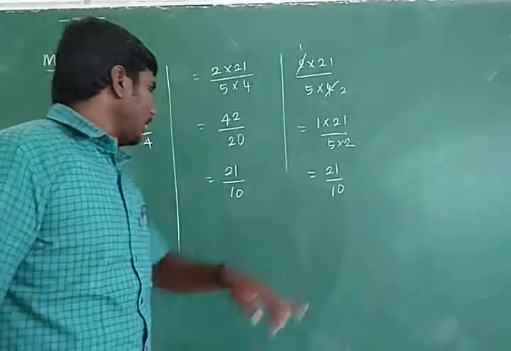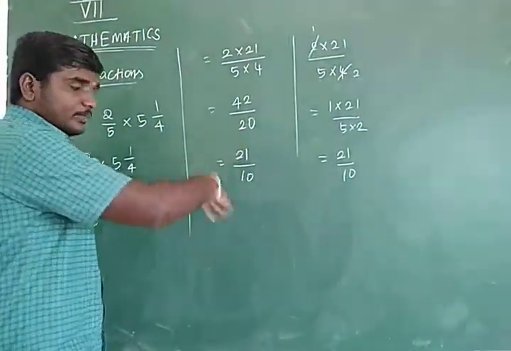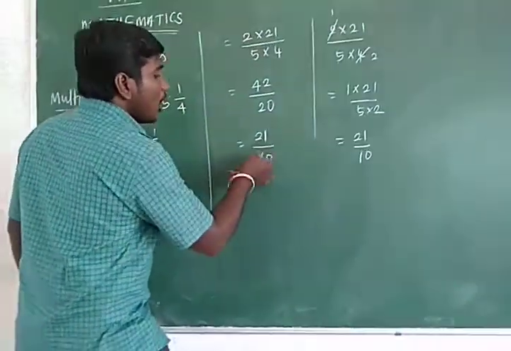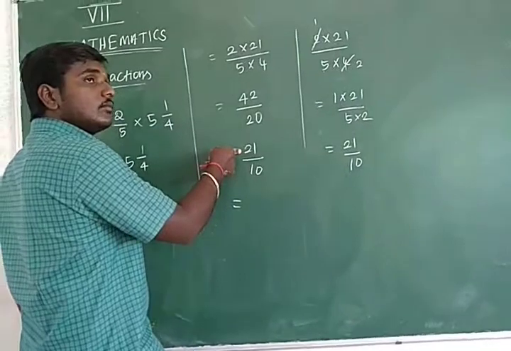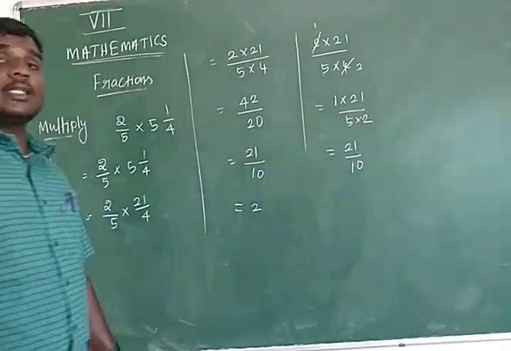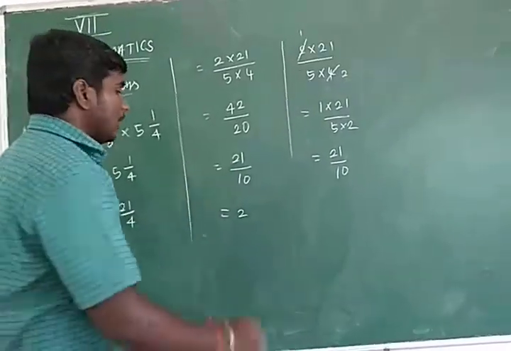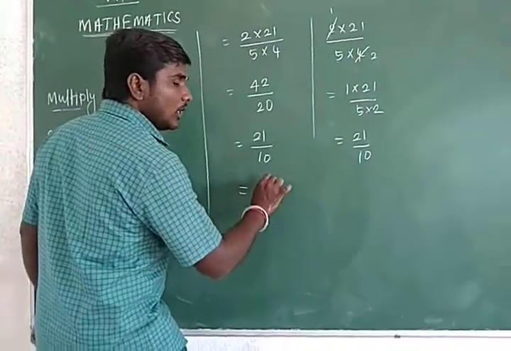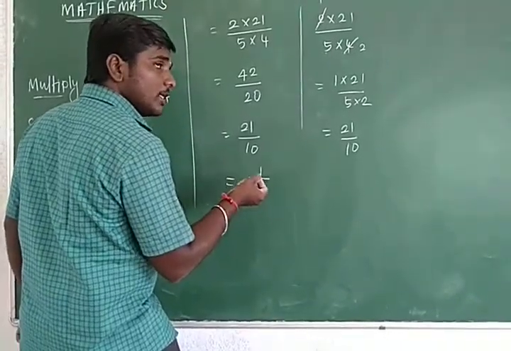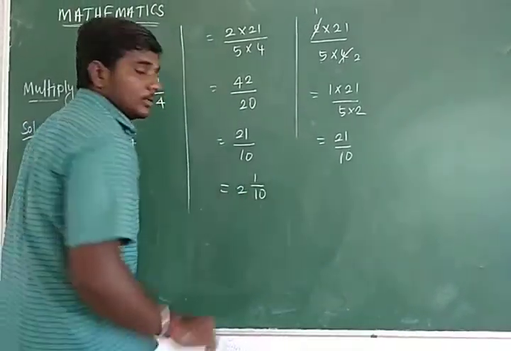Okay. Right. It is an improper fraction, so convert it to a mixed fraction. How many tens in 21? 2 tens are 20, 3 tens are 30, but we have only 21. So remainder what? 2 into 10, 20. 21 minus 20, 1. That's all.